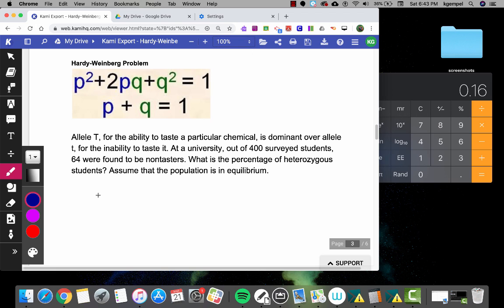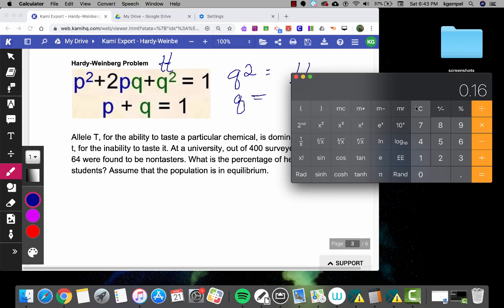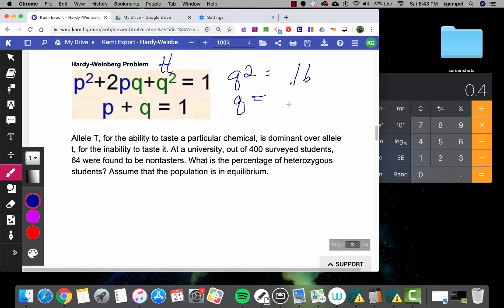So I have my value Q squared is, remember, my individuals that are going to be little t, so that is going to be 0.16. To get Q by itself, I have to take the square root of 0.16, and I'm going to just show you, but hopefully you know the square root of 16. So 0.16 square root that, and I'm going to end up with my value of Q equal to 0.4. Now P is going to be equal to 0.6. Remember, those together are going to be equal to 1.